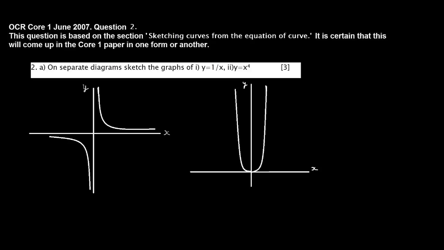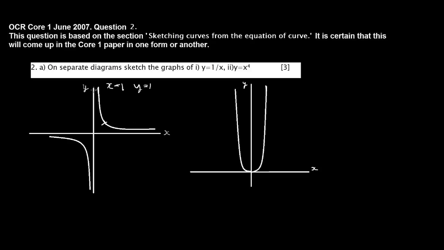So question 2, it says, on separate diagrams, sketch the curve of 1, y equals 1 over x, and 2, y equals x to the power 4. So first of all, y equals 1 over x, which is this curve here. If we take, first of all, when x equals 1, we can see that y equals 1, which gives us this point here.